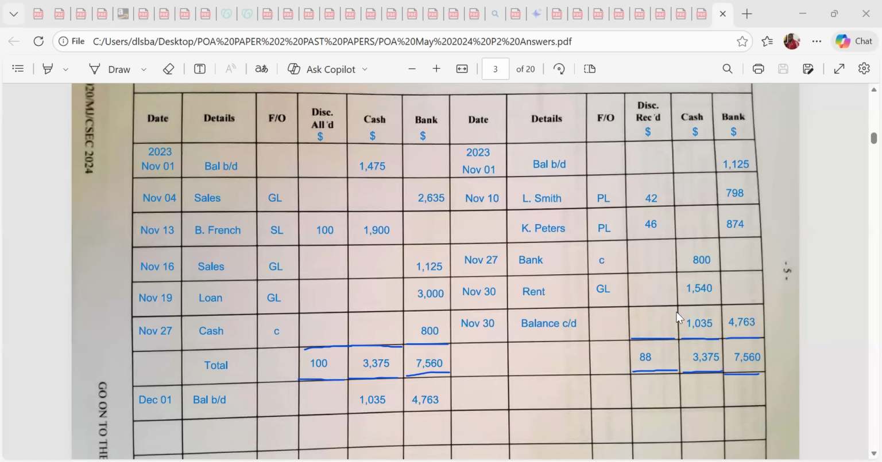You go to the smaller side. You calculate your balance carried down by adding up the larger side and subtracting the smaller side from it. That gives you the balance carried down. You do that for both cash and bank. You put in your totals. Your cash total should be the same, and your bank total should be the same. Then you put your balance brought down on the opposite side of your carried down. And that is the cash book completed.